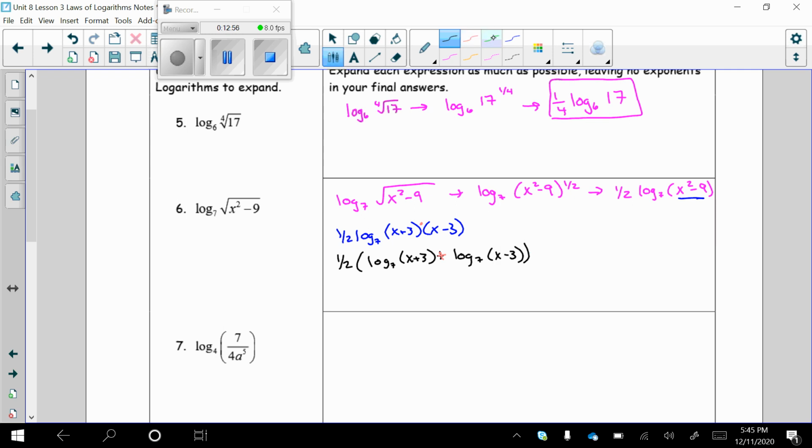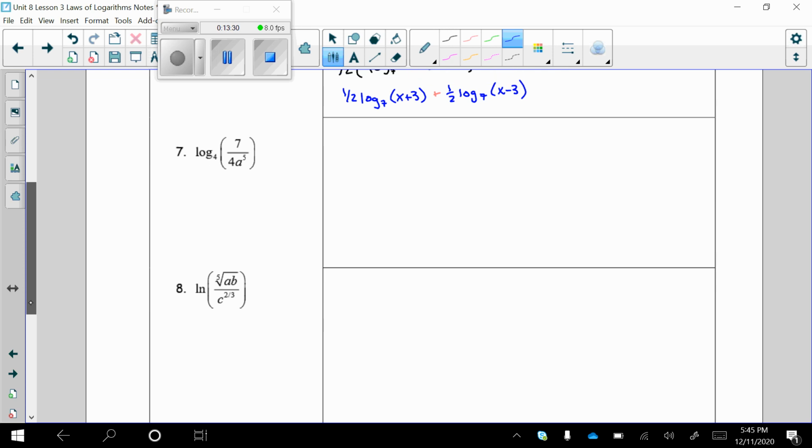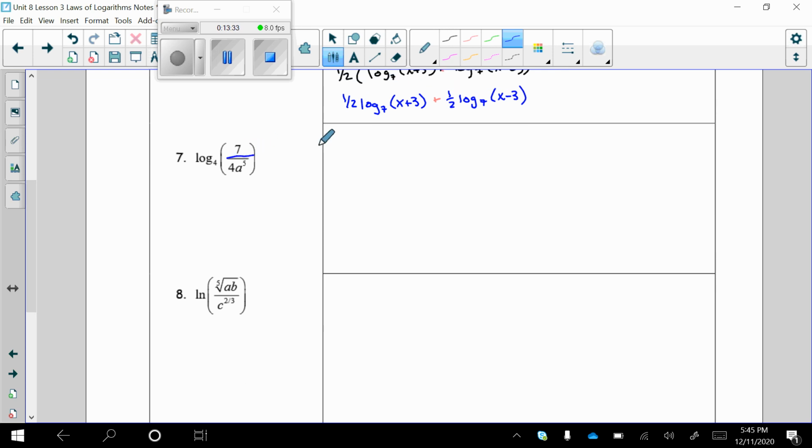Or just keep that 1/2 on everything and do 1/2 log base 7 of x plus 3 plus 1/2 log base 7 of x minus 3. All right. Now the subtraction, we can't expand that. So we leave our answers just like that, because of the parentheses. But if you end up with a polynomial or something that is factorable, go ahead and factor it and expand on that. All right. Okay, divisions, remember, separate into subtraction.